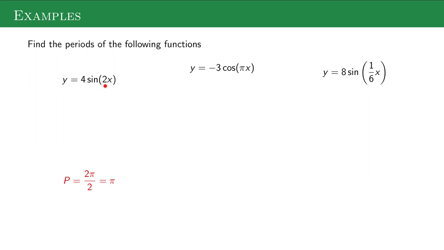Well, 4 sine of 2x. This 4 in the front doesn't matter for the period, that's just the amplitude. This 2 is all that matters. So I'm going to take 2 pi, the original period, divided by that number, the 2's cancel, and I get pi. So the period of this function is pi.